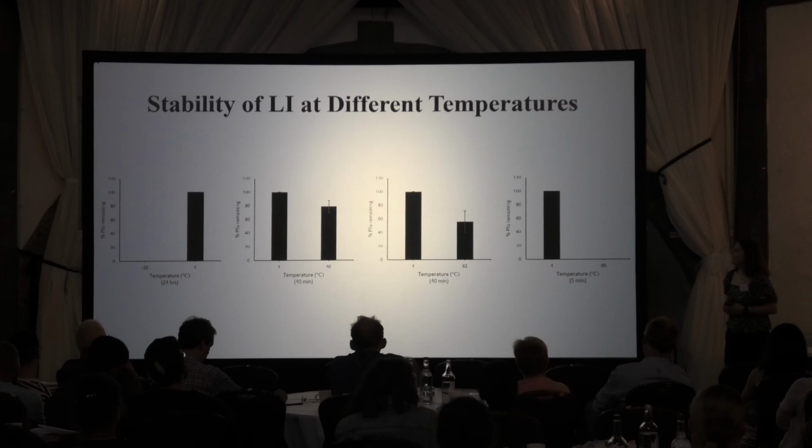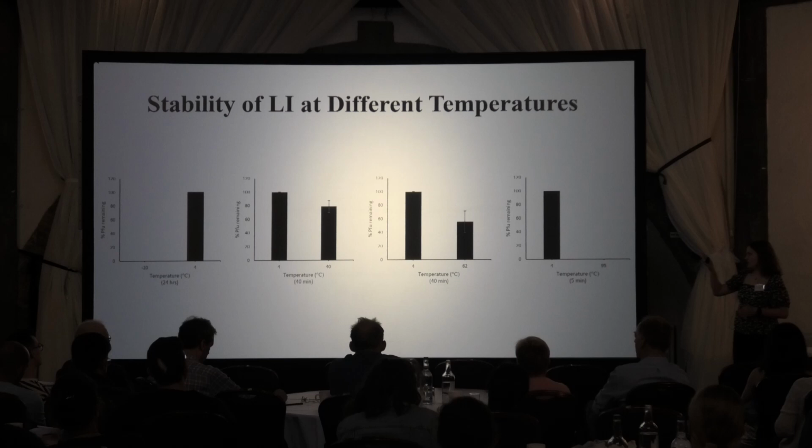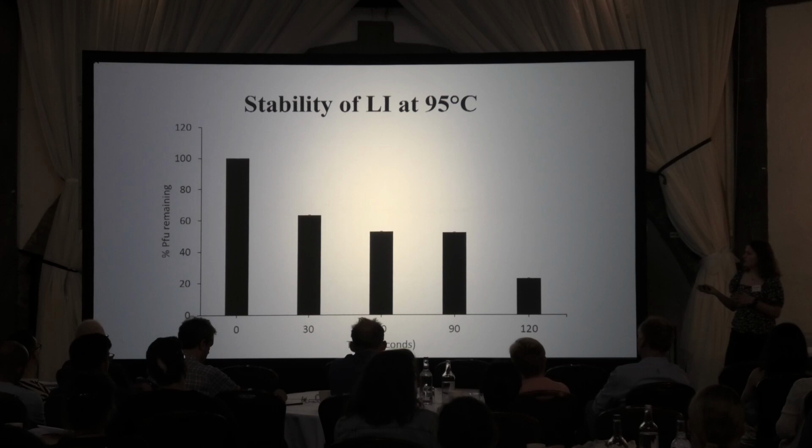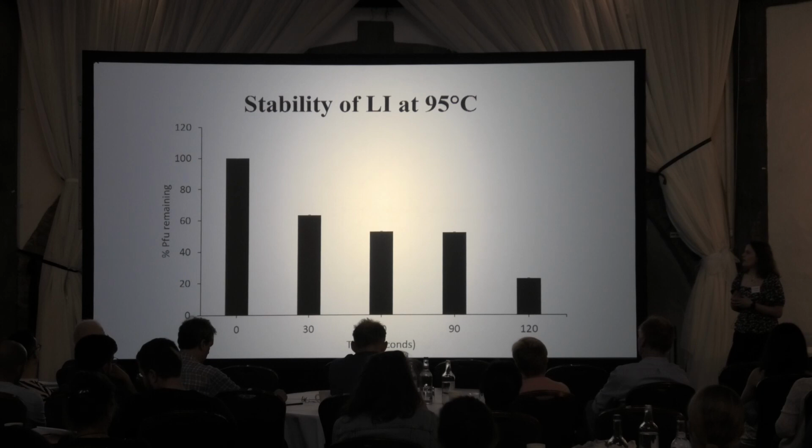He did different temperatures. Our control was 4 degrees Celsius, because that's what we store our phages at. Then he did negative 20, 40, 62, and 95. He decided the 95 one was interesting because it had such a drastic drop within 5 minutes, so he looked at 95 degrees and just how fast that's happening. Within about 2 minutes, you're already seeing only about 30% plaque-forming units remaining. So it's that drastic drop that you saw.